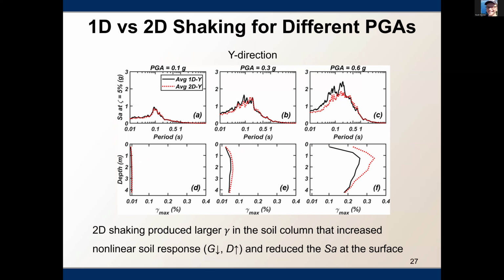So the key point here is that 2D shaking will produce larger shear strains in the soil column. So that increases the nonlinear soil response, which is it decreases the shear modulus, and at the same time, the damping of the soil increased. Because of this increased damping, we are seeing reduced spectral acceleration at the soil surface.